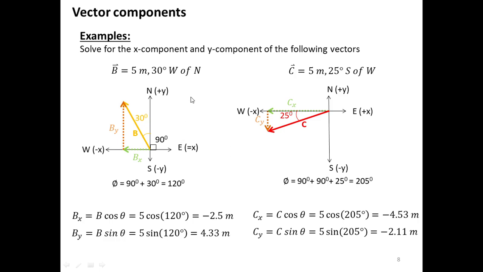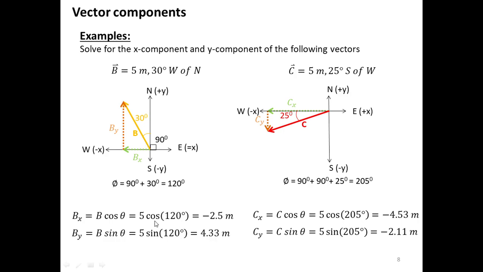For the first example, to calculate the x component of this vector b, the x component of vector b is just equal to the magnitude of this vector b, which is 5 meters, right? So we have here 5 times the cosine of the reference angle. Our reference angle here is 120 degrees. You have to evaluate this in degree mode in your calculator. Again, I have to remind you that you have to evaluate this in degree mode in your calculator.